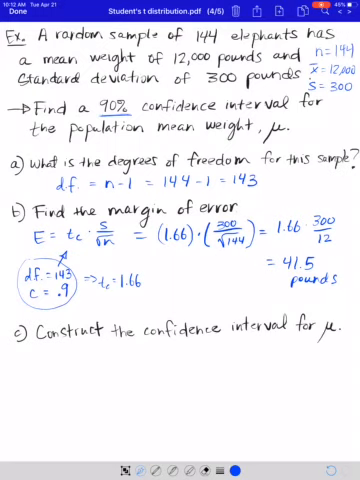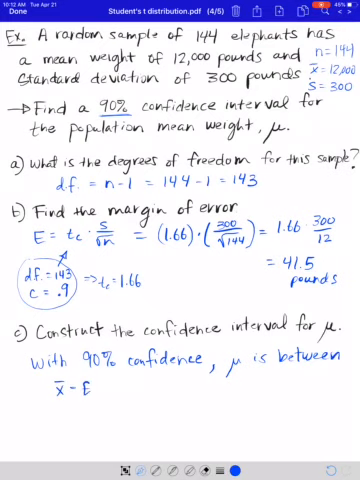And what we can say is with 90% confidence, mu is between x bar minus E, which is going to come out to, let's see, x bar is 12,000 pounds, minus our margin of error, which is 41.5 pounds, which gives us a difference of 11,958.5 pounds. So that's the lower end of our confidence interval.